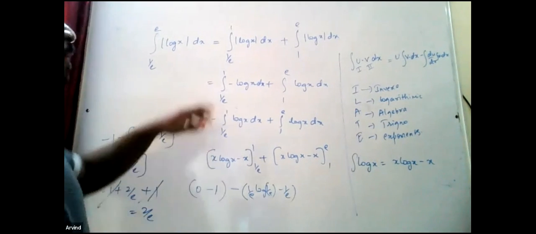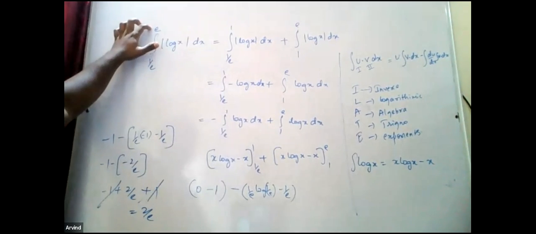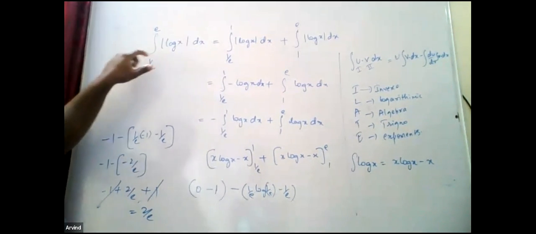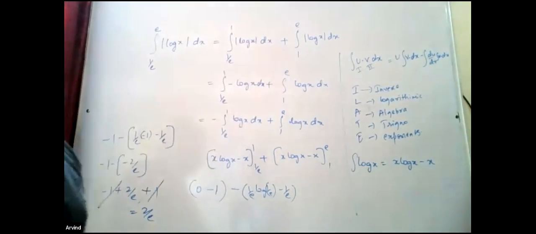So it's very simple. The range is 1 by e to e. You can split it: 1 by e to 1, and 1 to e. You have to know that.